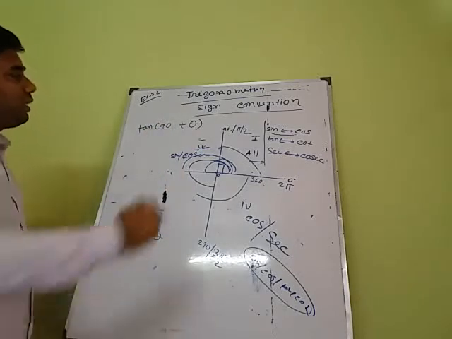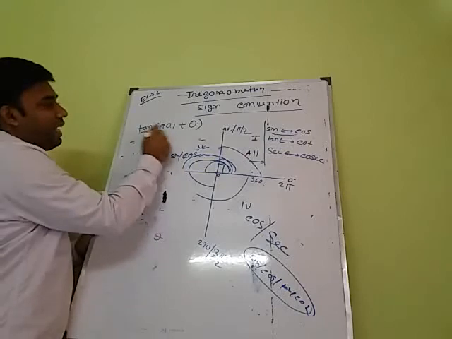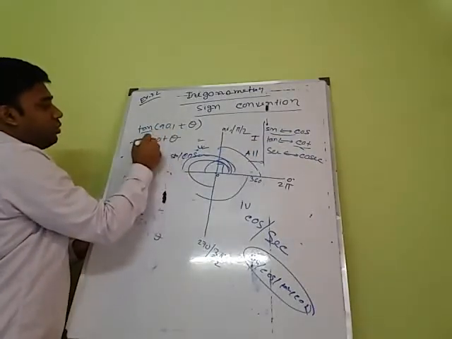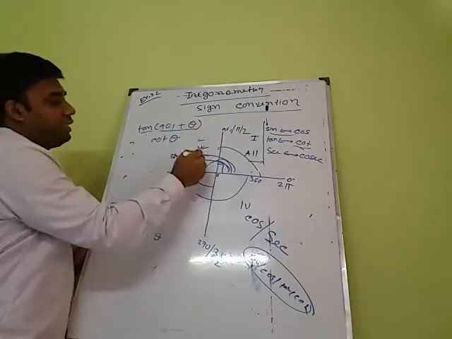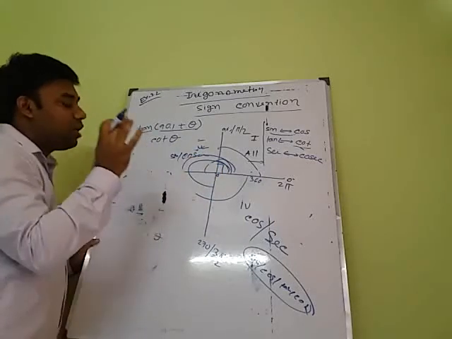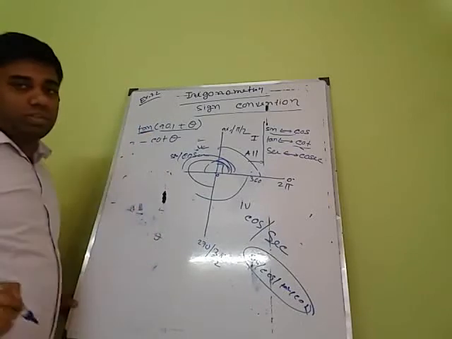Tan 90 degree plus theta: tan into 1. So 1 means odd number, tan changes into cot, that is cot theta. What will be the sign, positive or negative? First of all, 90 degree plus theta, as theta is an acute angle, it must lie in the second quadrant. The second quadrant is positive for only sine and cosec, but here it is given tan, so minus cot theta.